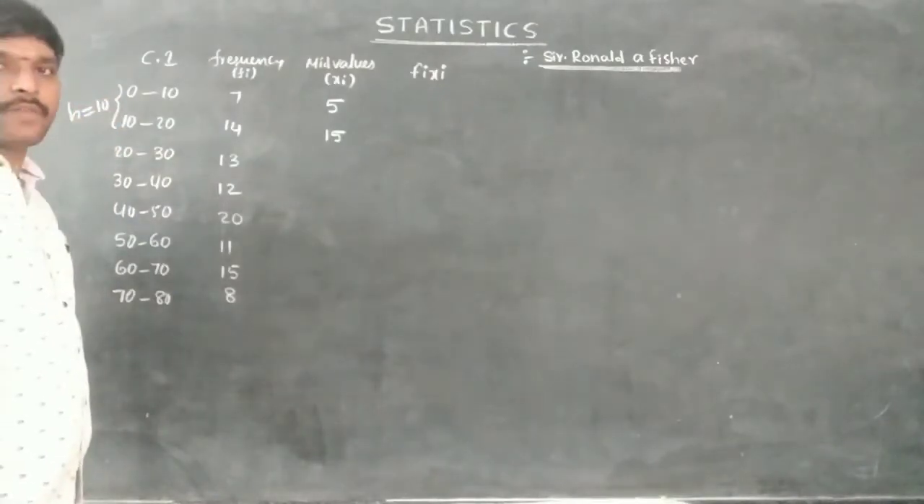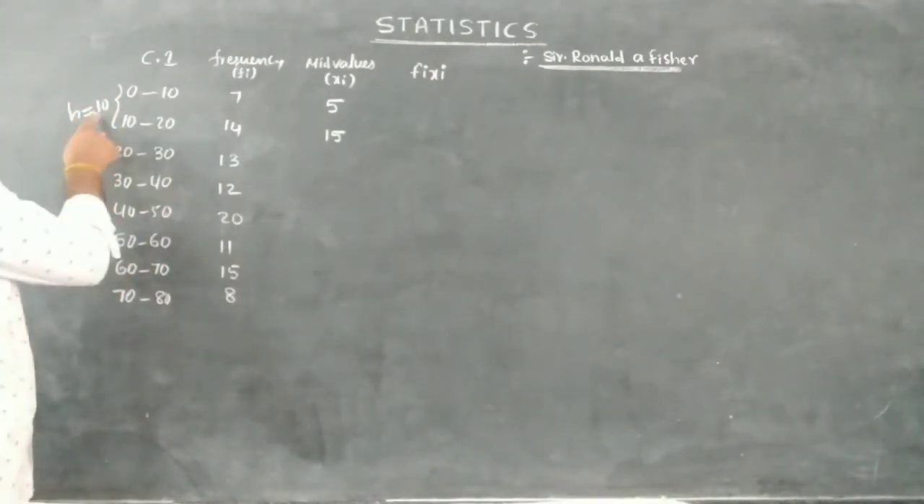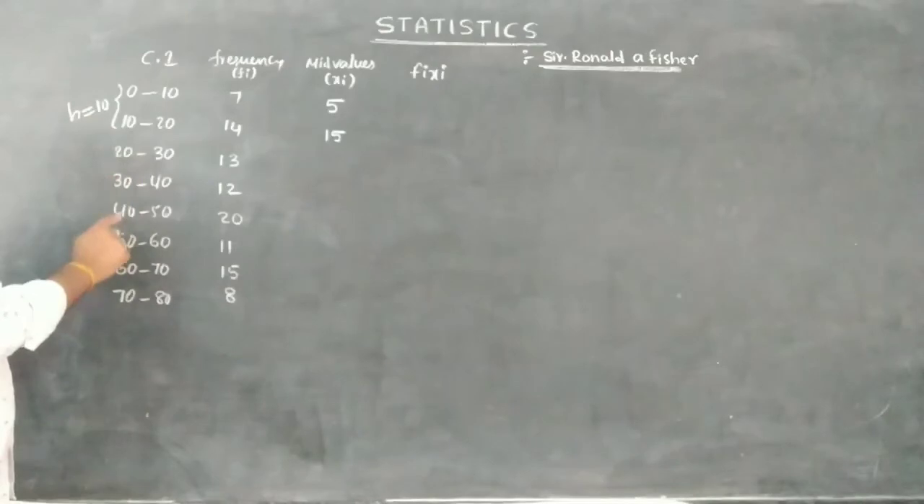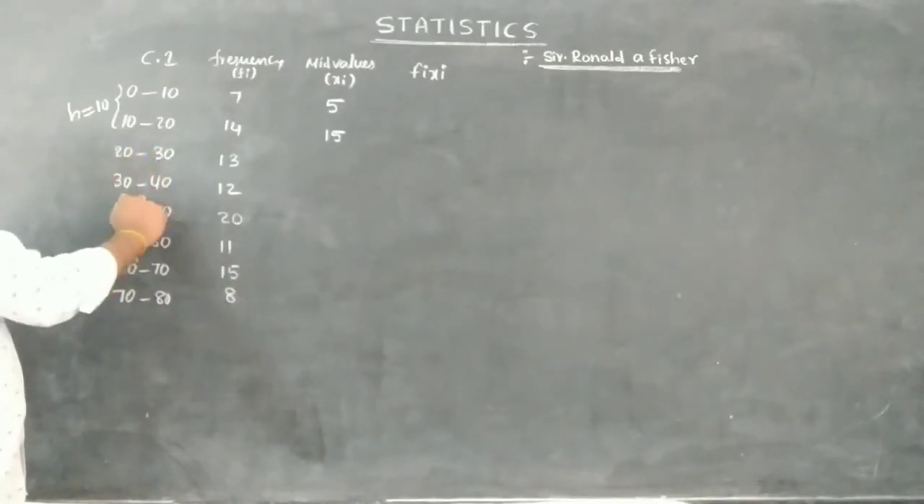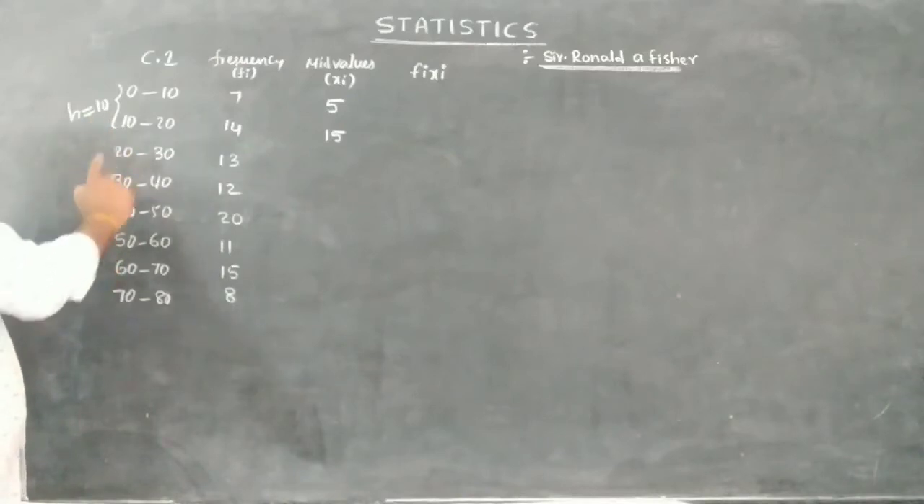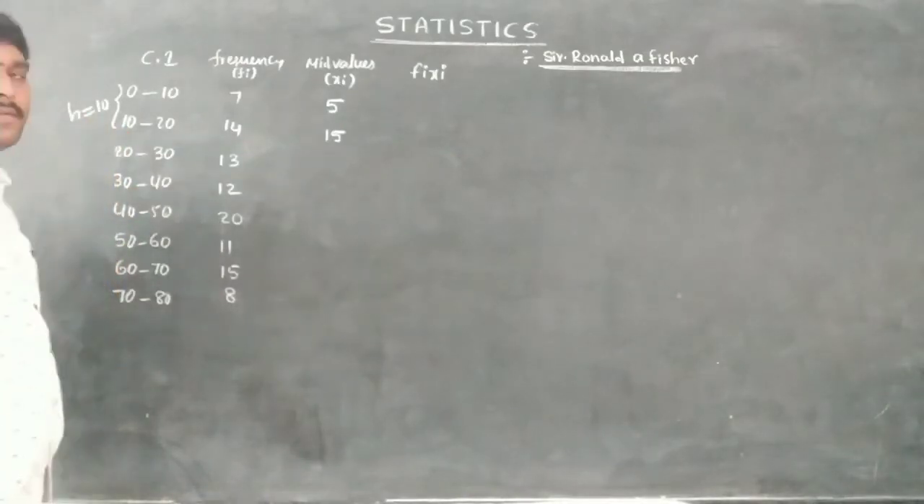h is the size of the class interval. h is equal to 10. For all the class intervals, you can check, it is the same only. 20 minus 10, 30 minus 20, the difference we are getting is 10, 10, 10. So h is equal to 10.